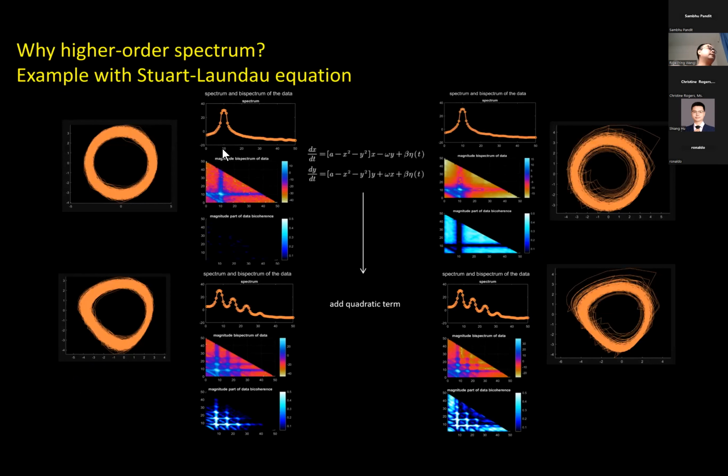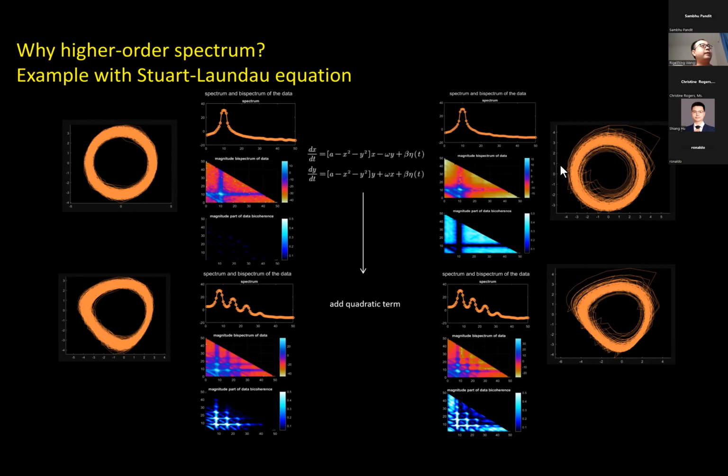And why use this higher-order spectrum? It can represent this harmonic relationship. Here's an example, a simulation where we simulate the Stuart-Landau model. First, in the top left is the Stuart-Landau with pure Gaussian noise, Gaussian innovation. And you can see the spectrum has only one peak, and there is no value highlighted in the bicoherence.